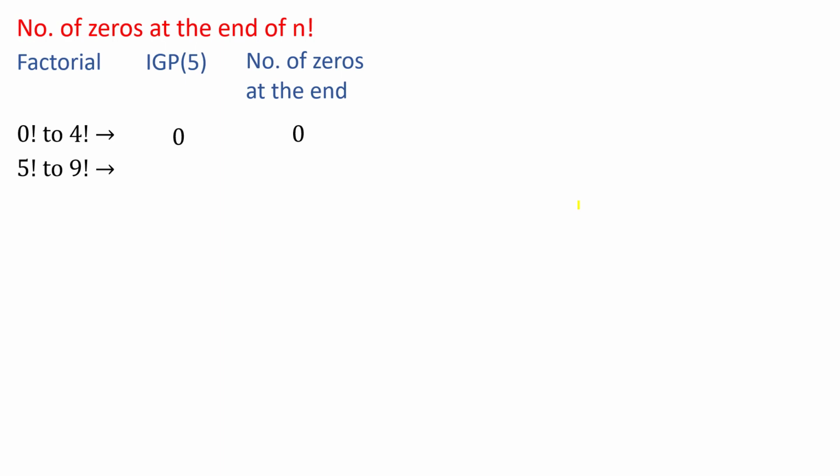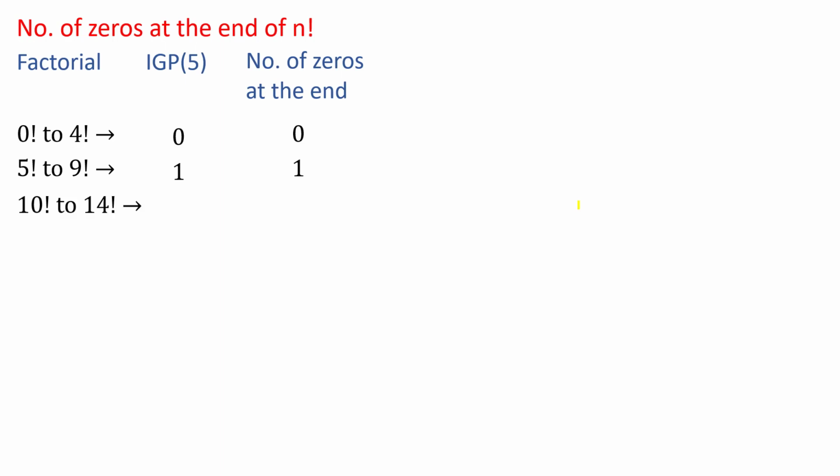Now the next is 5 factorial to 9 factorial. Take any factorial from 5 factorial to 9 factorial. In the value of that factorial, how many times will 5 get multiplied? 5 will get multiplied only in 5. So for 5 factorial to 9 factorial, take any factorial, the number of 5s is going to be 1 only. So those factorials will end with only 1 zero.